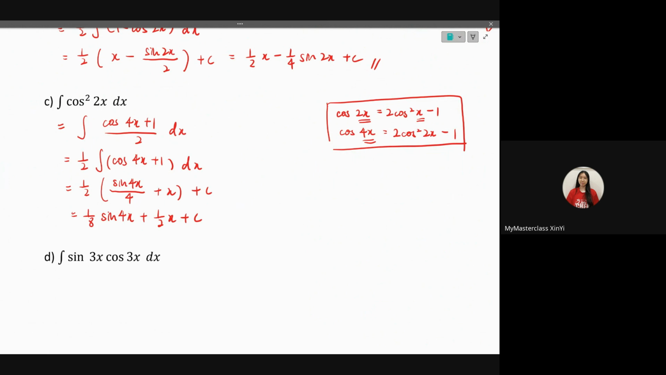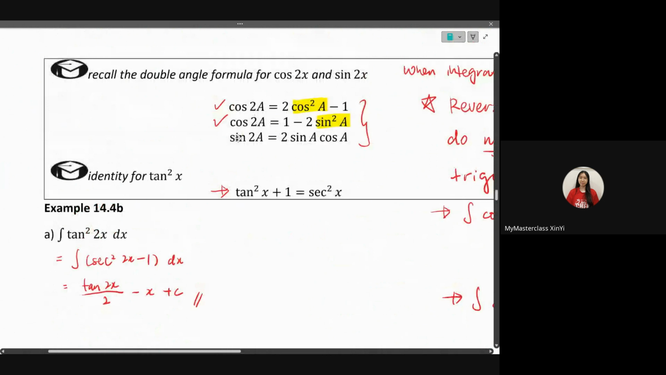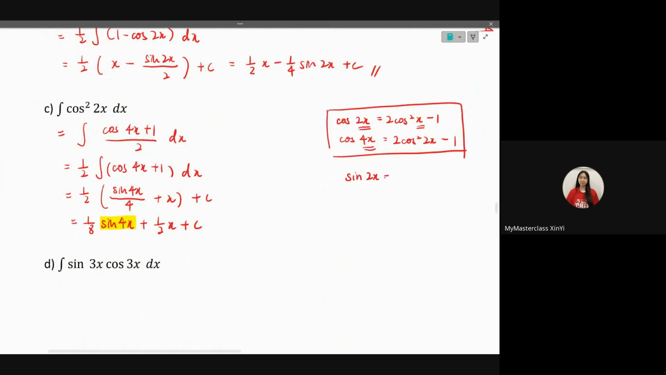Okay, then over here, you can either leave it in this form, or I can also change this sine 4x into the double angle formula for sine. Recall your double angle formula for sine is sine 2a equals 2 sine a cosine a. So sine 2x equals 2 sine x cosine x. So when I have sine 4x, this is basically 2 sine 2x cosine 2x.